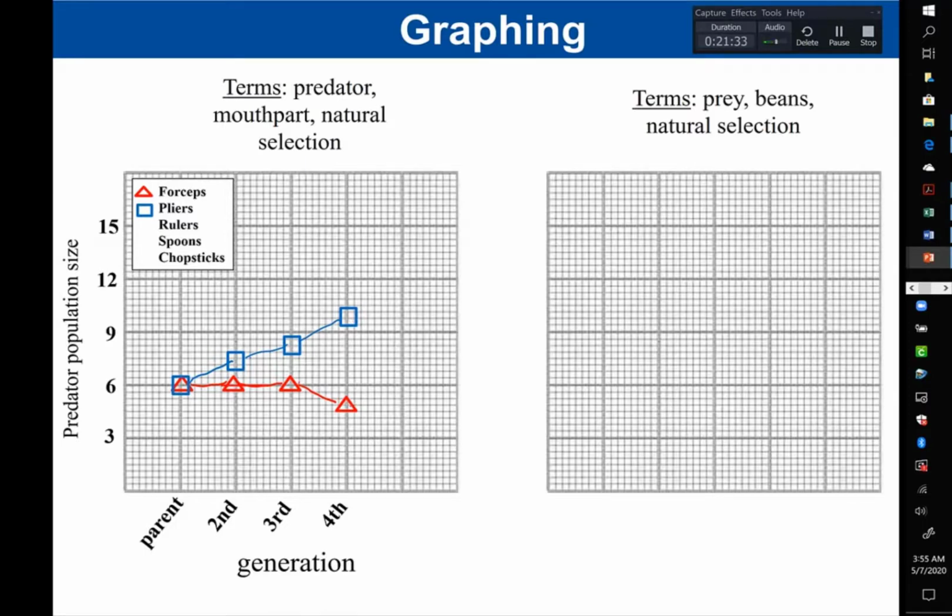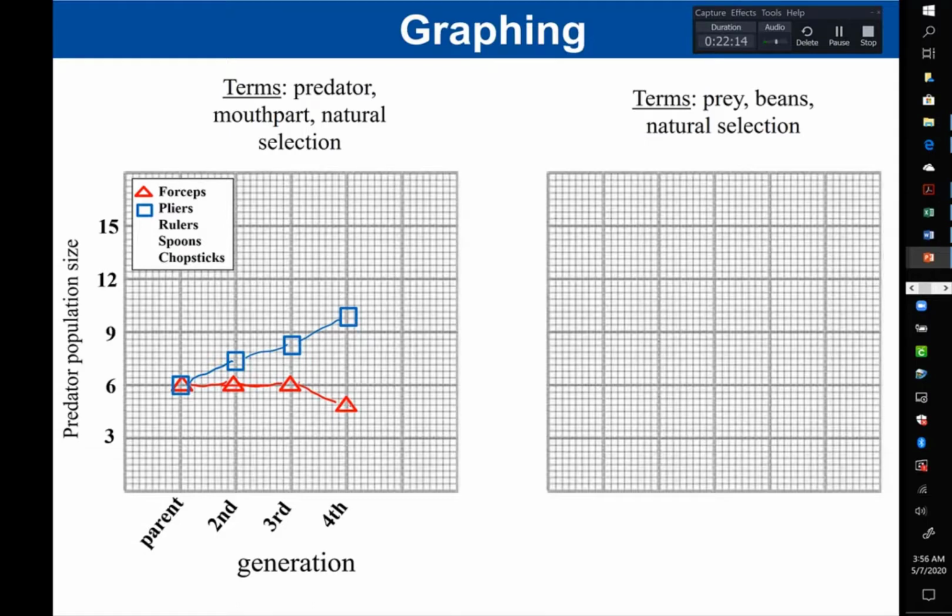So my triangles were my forceps mouth part. My pliers were the rectangle, and so on and so forth. You need to make sure that you have a figure legend that basically tells somebody what the different lines are, which mouth part each represents. And so you're going to end up with 5 different lines on your graph. This is going to allow you to see which mouth part was best adapted to their environment. That would be the one where the population increases, whereas the one where the population decreases would be the least adapted.